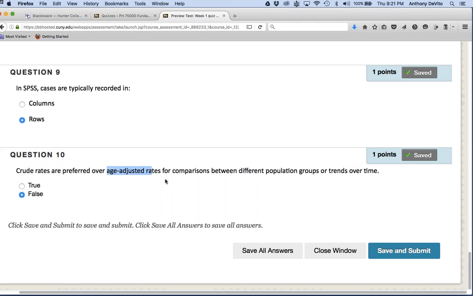Age-adjusted rates: if you're comparing two groups, say we're comparing people in Alaska to people in Florida in terms of lung cancer rates. Well, people in Alaska tend to be a lot younger than people in Florida. Florida's a big retirement community. You're going to get a lot of older people. Older people have higher rates of lung cancer.